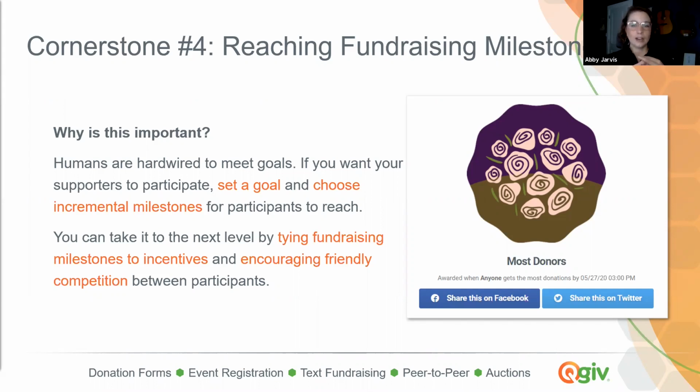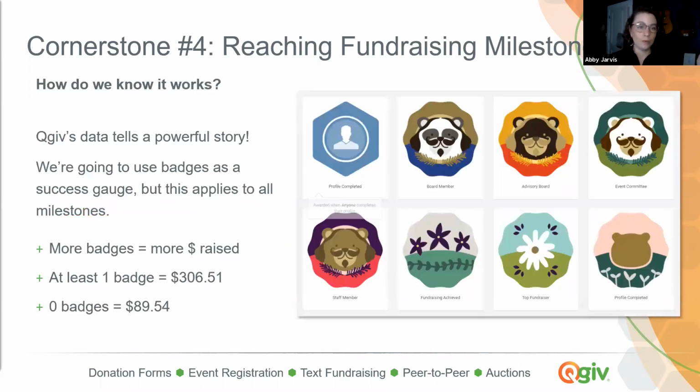But the biggest thing here is that we know that humans love meeting goals. And the more goals you give us to meet, the more excited we're going to be about participating with you. That's even more so when we're rewarded for the goals that we meet, and you can use that to your advantage. So how do we know this works?